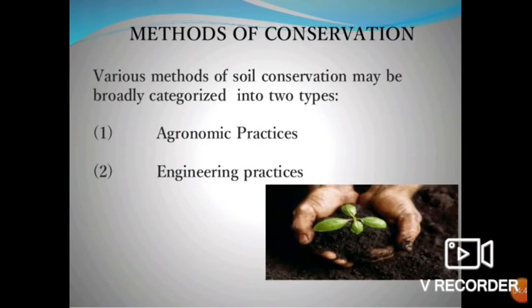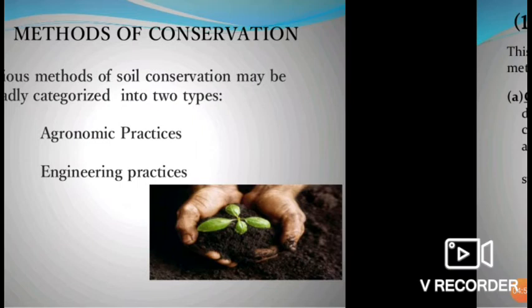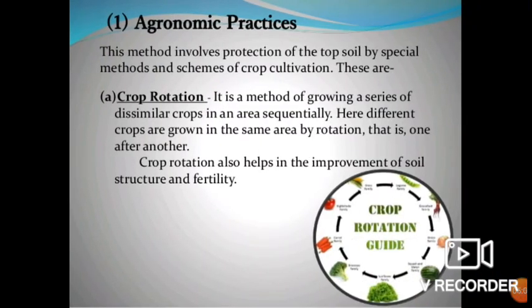Methods of conservation. Various methods of soil conservation may be broadly categorized into two types: agronomic practices, next is engineering practices. Agronomic practices: this method involves protection of the topsoil by special methods and schemes of crop cultivation.